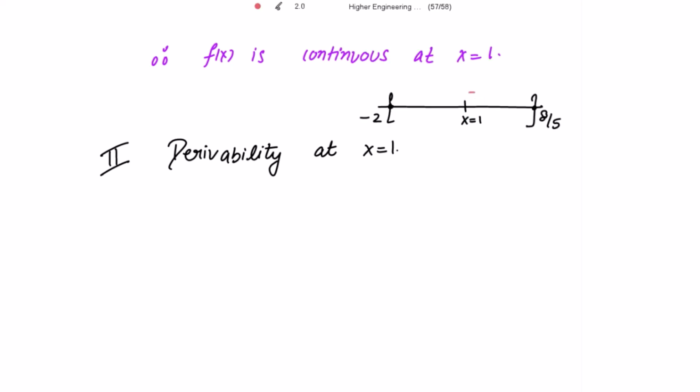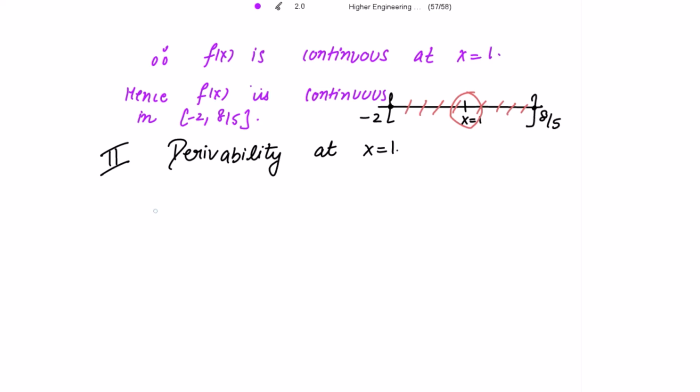If the function is continuous at x equal to 1, the same function is also continuous at all the points of this interval. Why? Because f(x) is a polynomial, hence it is also continuous in this closed interval. Second condition, to check the derivability at x equal to 1.